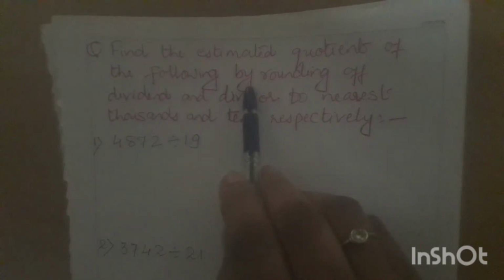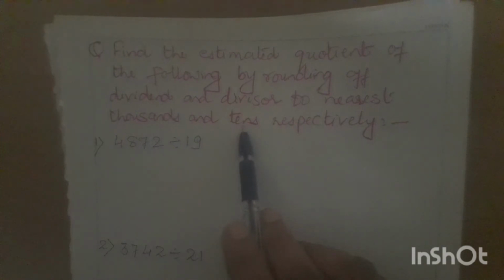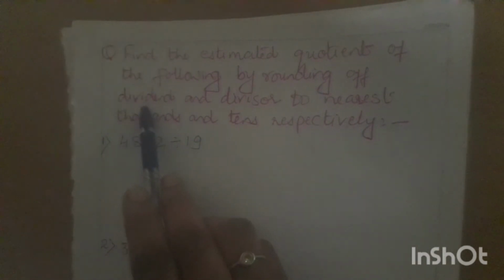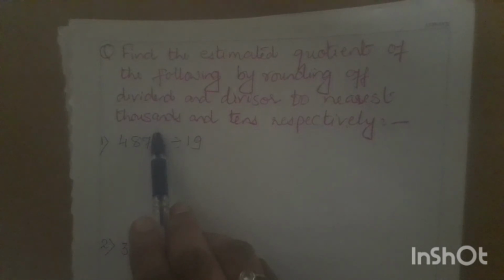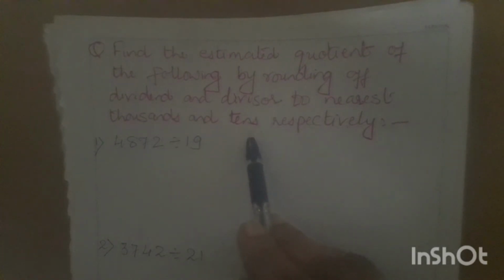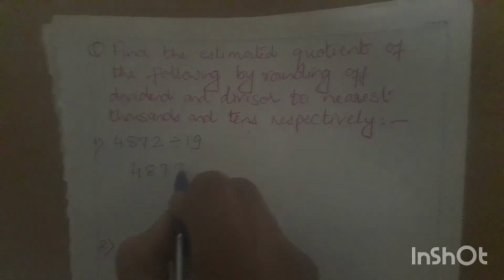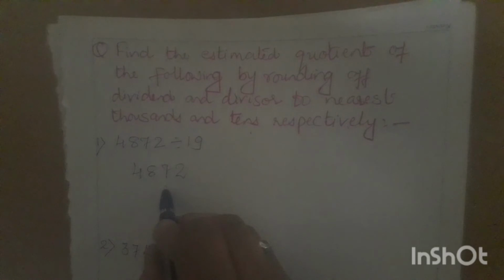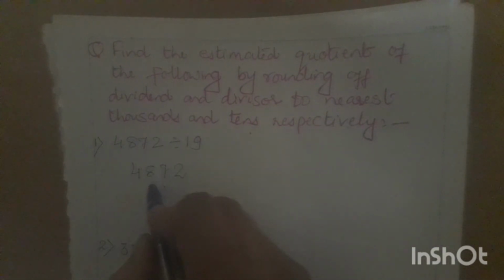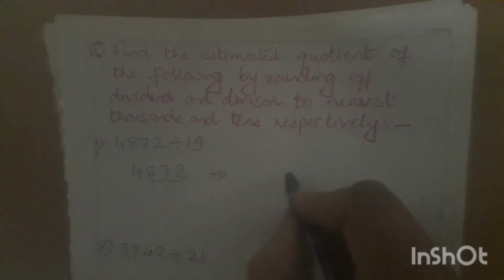Find the estimated quotient of the following by rounding off dividend and divisor to nearest thousands and tens respectively. That is, the dividend you have to round off to the nearest thousands, whereas the divisor you have to round off to the nearest tens. Fine. Now here this is 4872. This number we have to round off to the nearest thousands. In thousands, 3 zeros, 3 digits to be underlined and 3 zeros. The digit at the higher place is 8 and the condition is satisfied. So 4 plus 1 becomes 5.